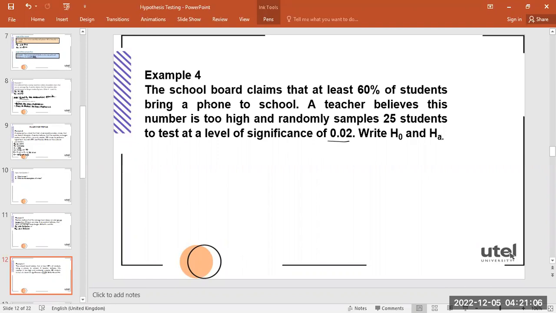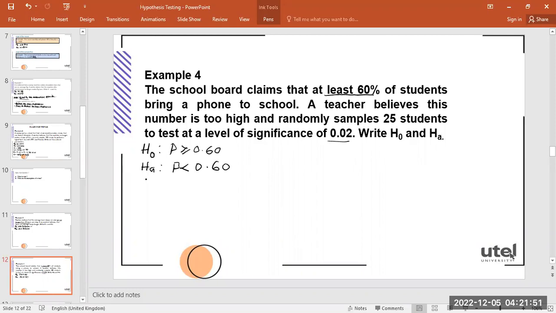So for us to bring out all these, we start with the null hypothesis, which is H0, such that the proportion, the word at least in this case means from 60 and above. It means 60 is also included. So the proportion of students that bring a cell phone is greater than or equal to 0.60 in decimal form. While the alternative hypothesis proposed by the researcher says that P is less than 0.60.